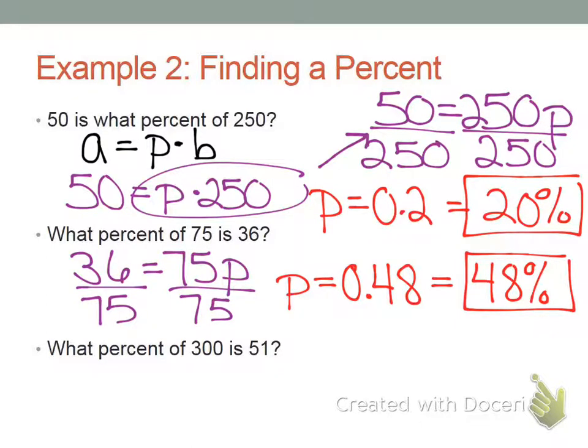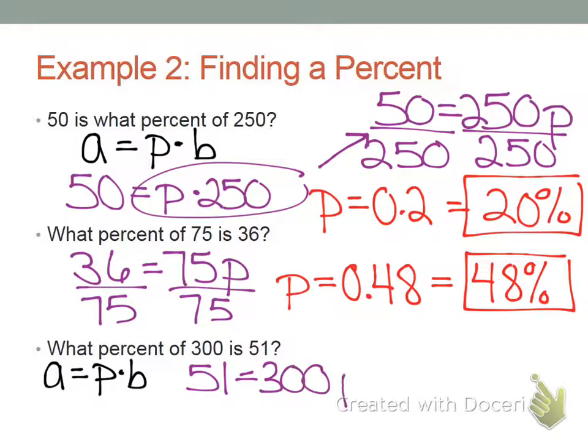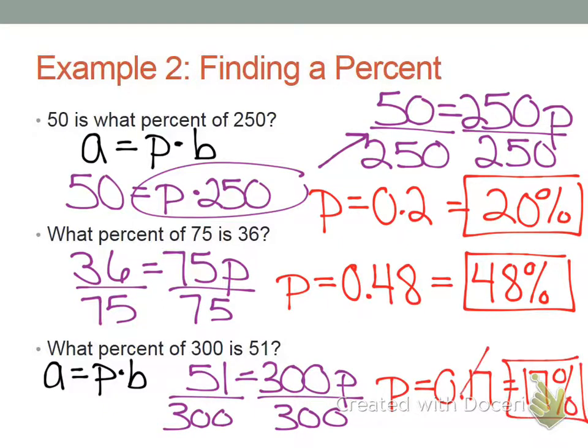All right, what percent of 300 is 51? What's my A value? 51. 300 is my B value. What do I divide both sides by? 300. Did you get 17%? Yes. 17%. Good. Okay, good.